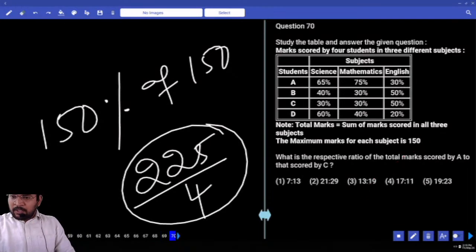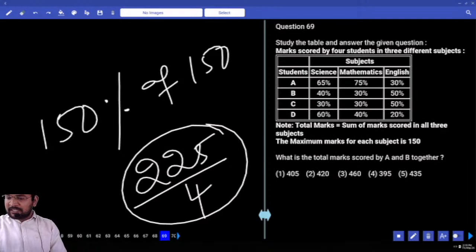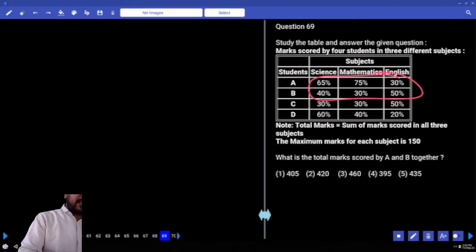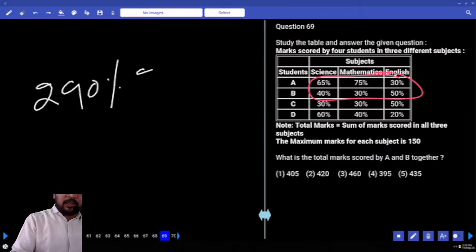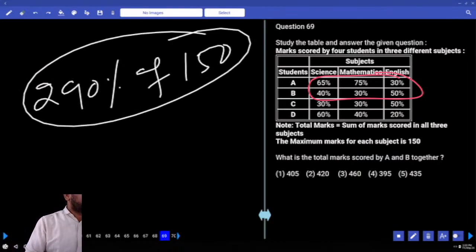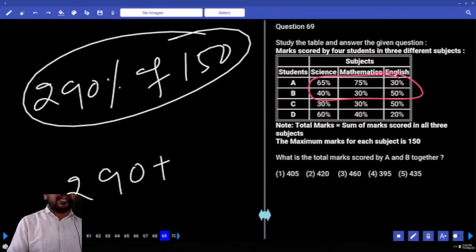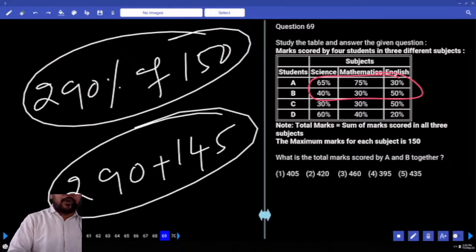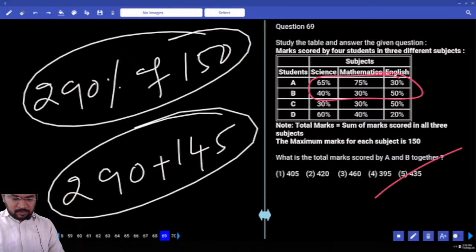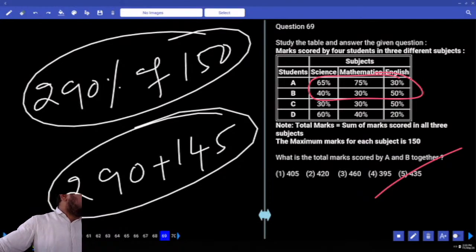Next one, last question only. What is the total marks scored by A and B together? A and B together total marks. Total marks, so add the percentages: 65, 75, 140, 140 plus 30, 170, 170 plus 50, 220, 250, 290. So 290% of 150, or 150% of 290? 100% is 290, 50% is 145, 145 plus 290. Are you clear? A percentage of B is equal to B percentage of A.